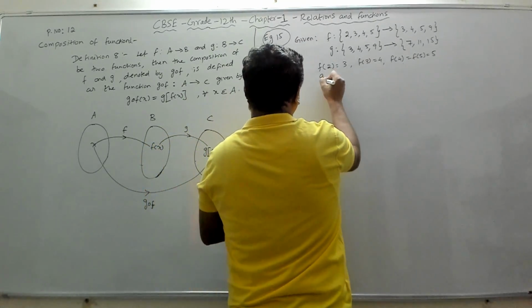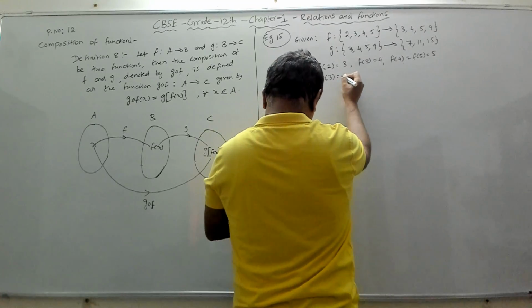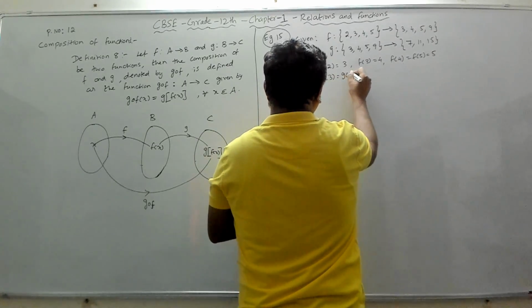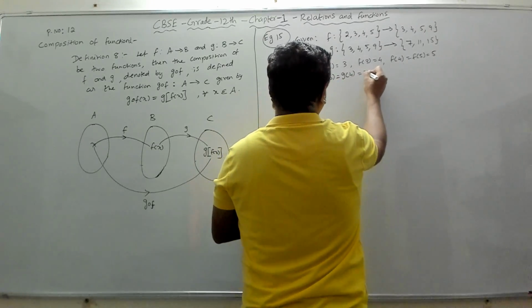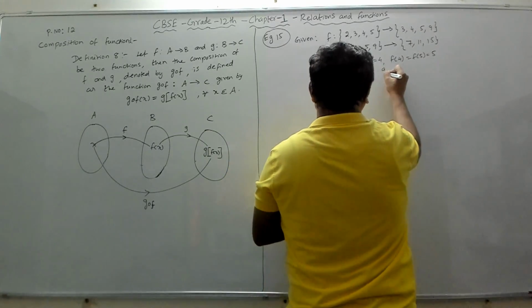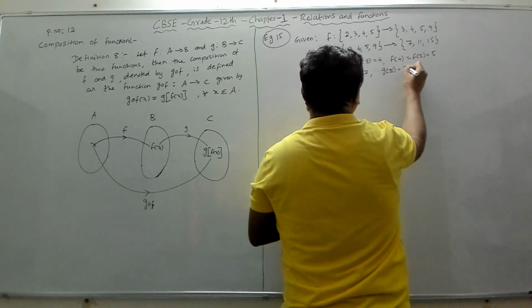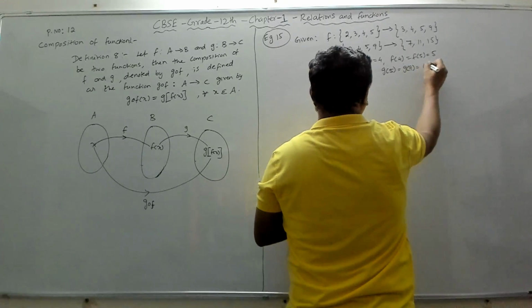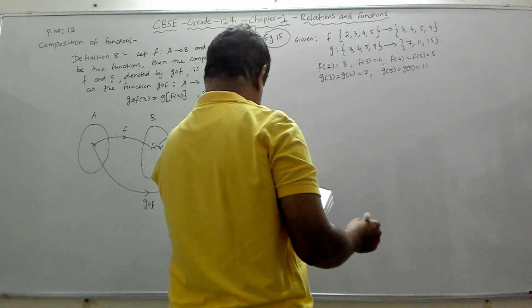Then g of 3 is equal to g of 4 and both are equal to 7. And g of 5 is equal to g of 9 and both are equal to 11. Both are getting mapped to 11.